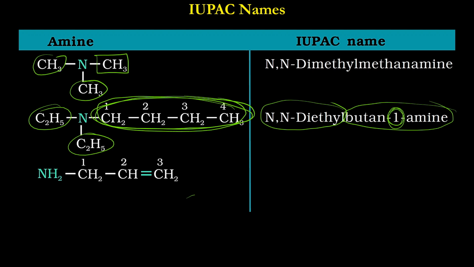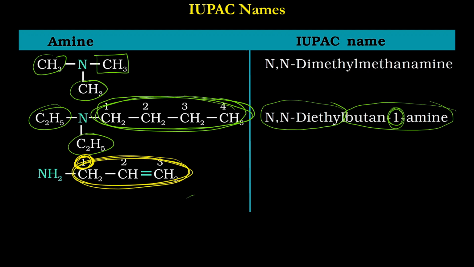Next one. Now here you have the double bond and the NH2 group. If you remember the functional group priority series from your 11th grade chemistry, the amine group has higher priority than double bond and triple bond. Double bond and triple bond come last. So that's why the numbering has started from this carbon, because here the NH2 group is attached. Now again, you will find out the longest chain. The longest chain is this one.